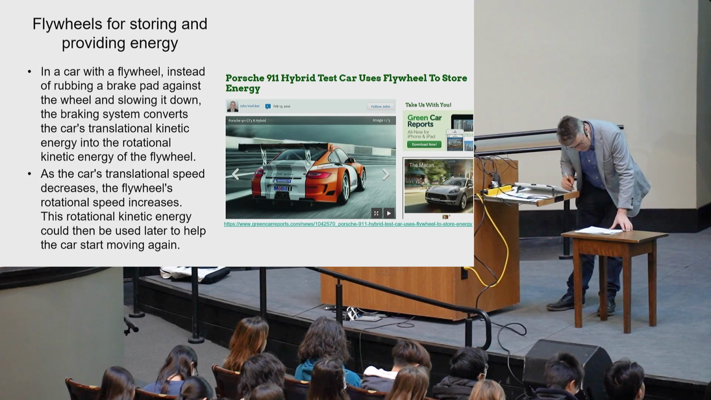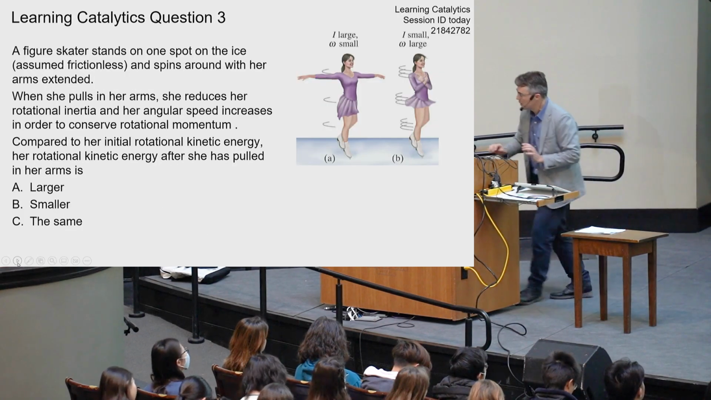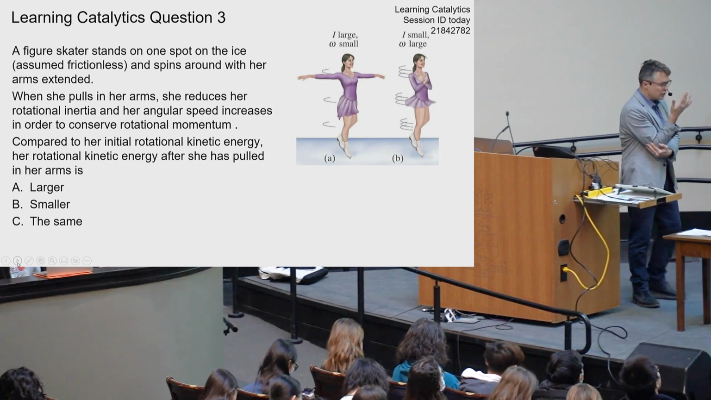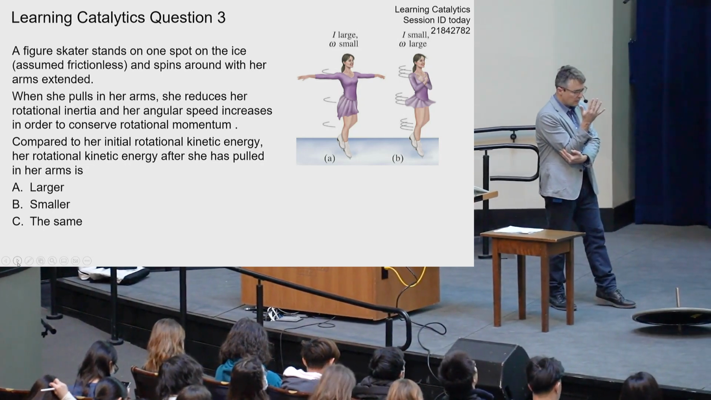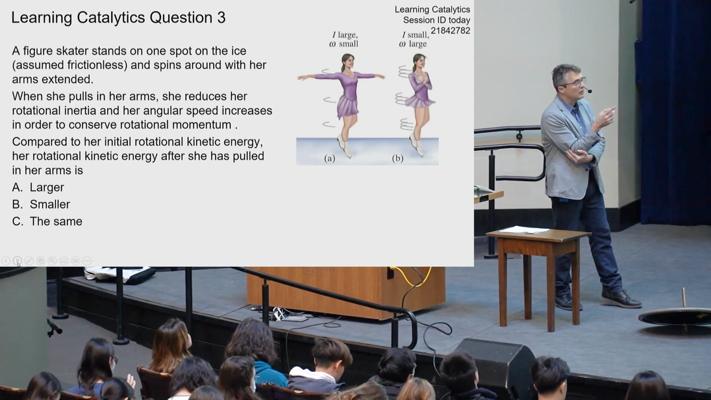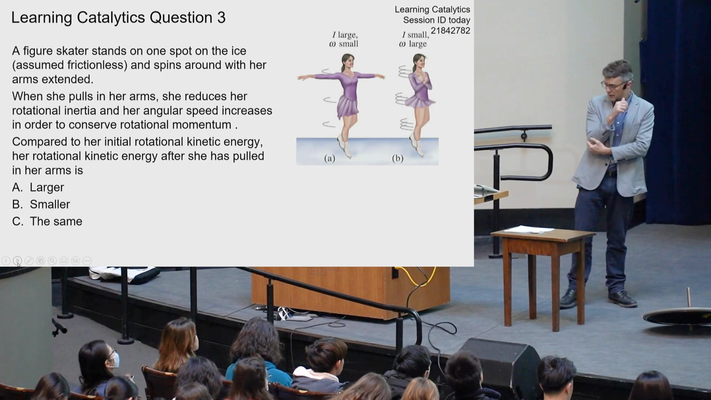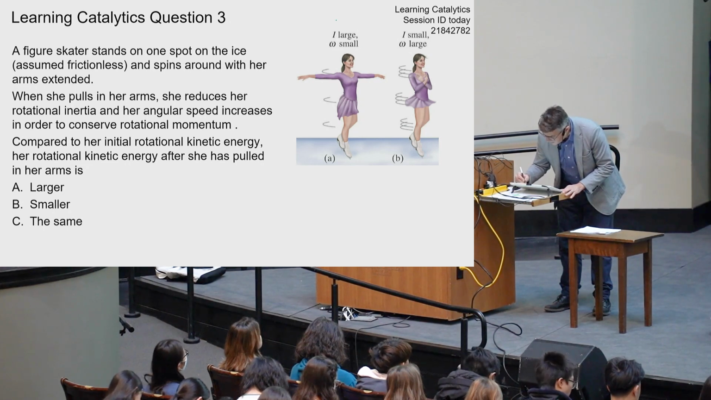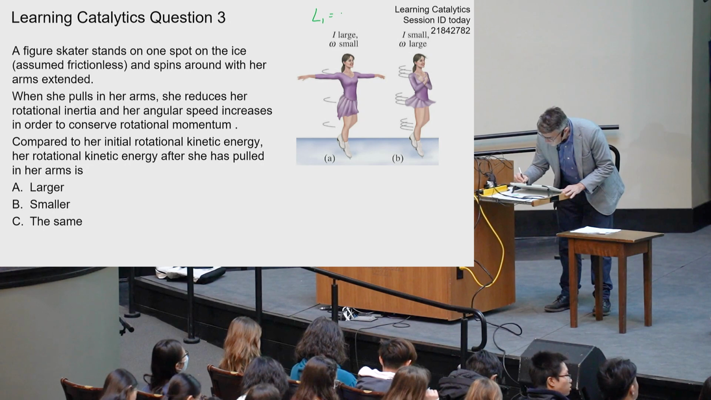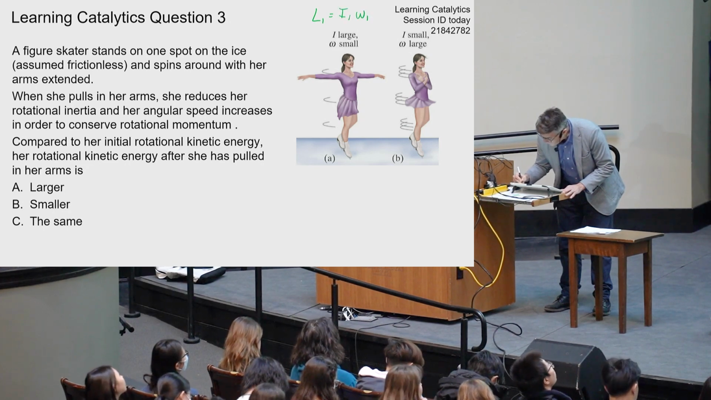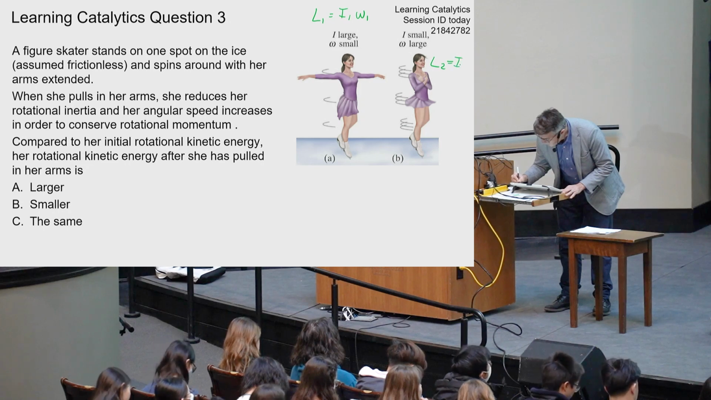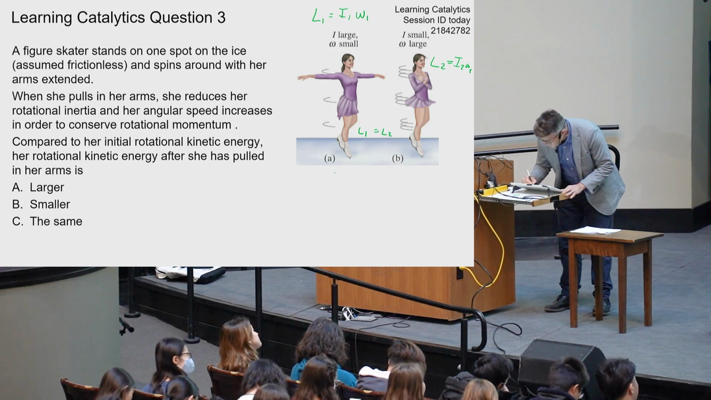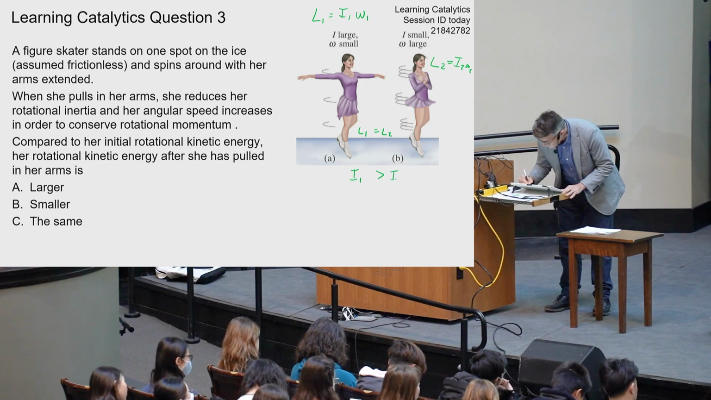So, actually, let's do a quick question on this. This one's kind of interesting. This is combining two concepts. A concept of conservation of rotational momentum, but now, does it change the rotational kinetic energy? So remember, L1 is equal to I1 times omega 1, and L2 is equal to I2 times omega 2, remember that L1 equals L2. But here, I1 is greater than I2.